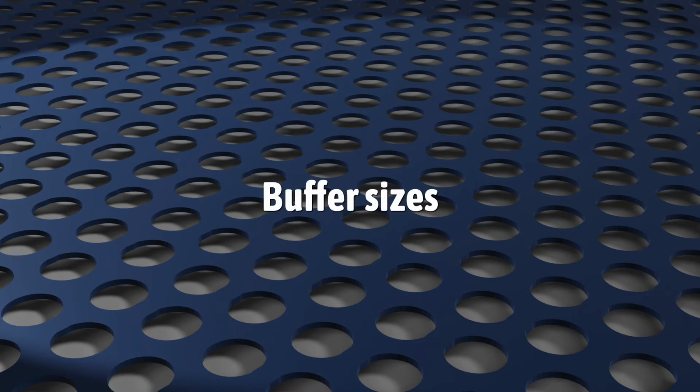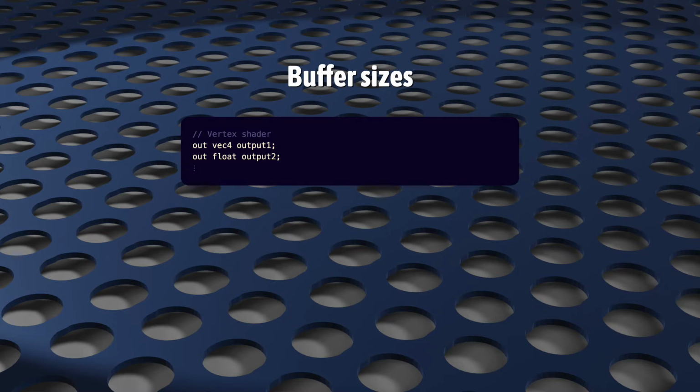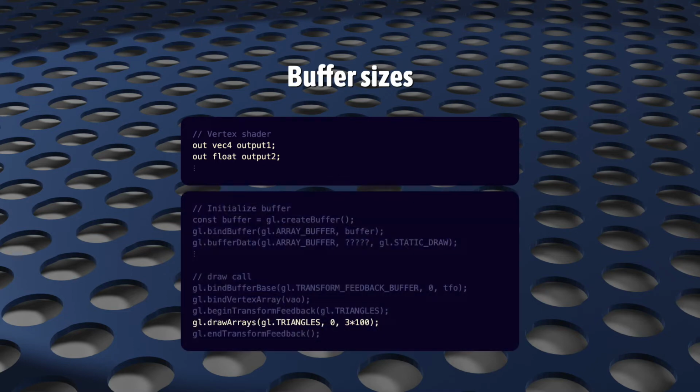Now, buffer sizes are pretty intuitive, but they're worth exploring. Imagine we want to record all the outputs of this vertex shader. A vec4 is 4 floats, so 16 bytes. Add on another float, that makes a total of 20 bytes every time a vertex passes through the shader. So if this is our draw call, we'll be drawing 100 triangles, which means 300 vertices. 300 times 20 bytes per vertex, that means our buffer must be at least 6,000 bytes long.